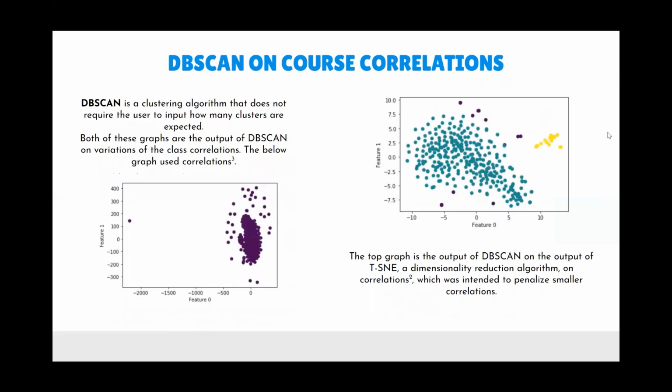We also ran DBSCAN on our t-SNE graphs. This graph isn't shown here, but running DBSCAN on our base correlations resulted in 3 clusters yet again for our pre-med courses. What you do see on this slide are the results of DBSCAN on our correlations squared and cubed, which penalizes lower sparse correlations.